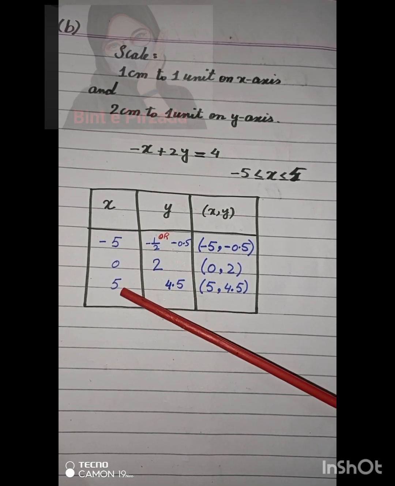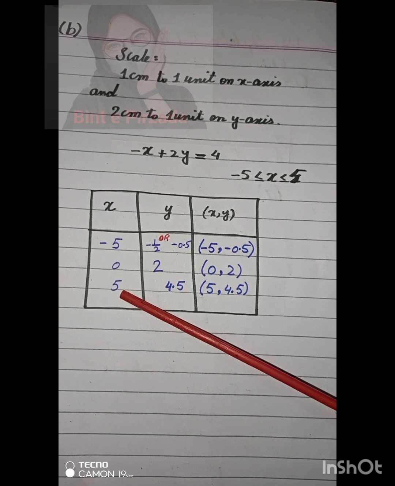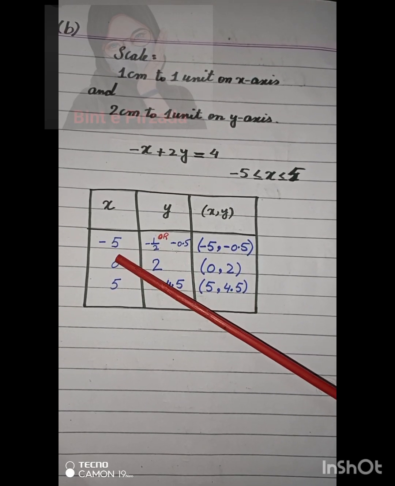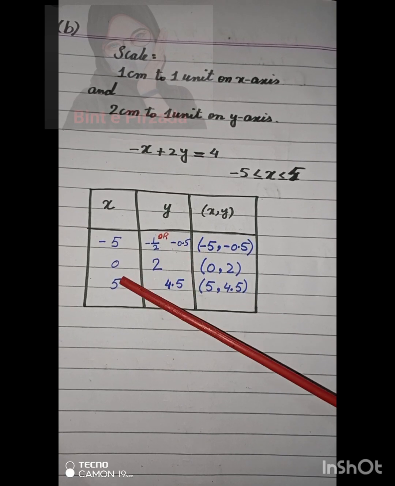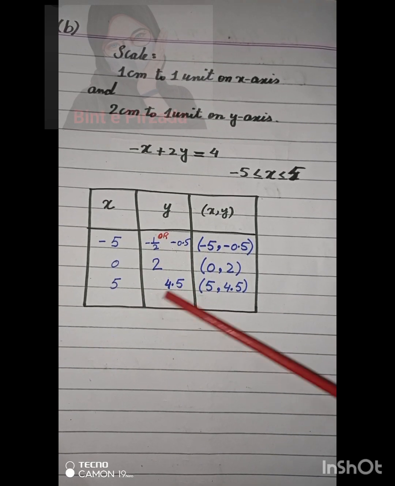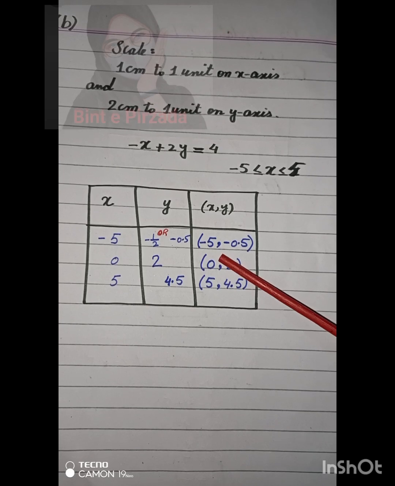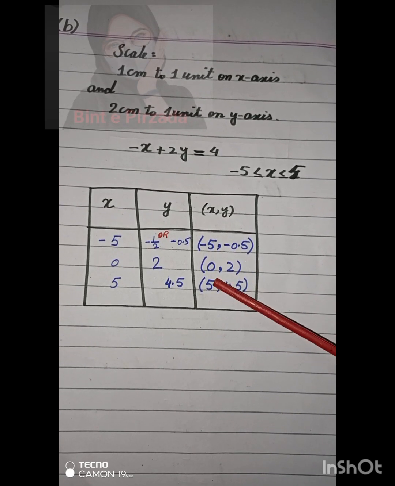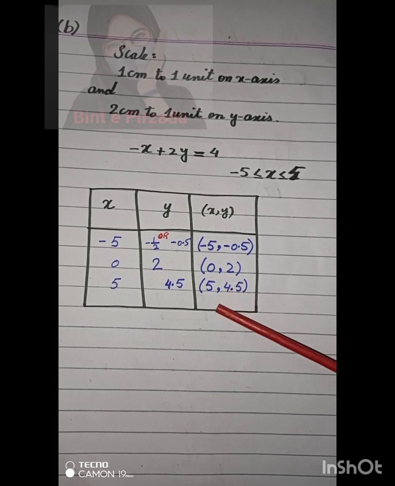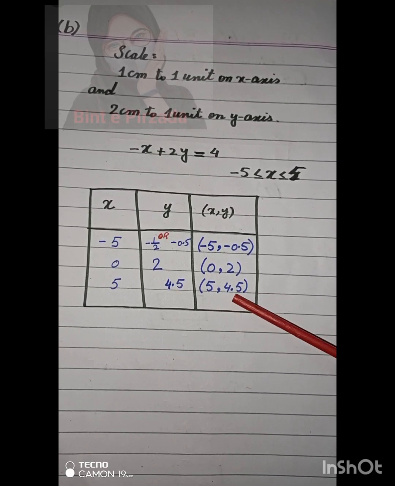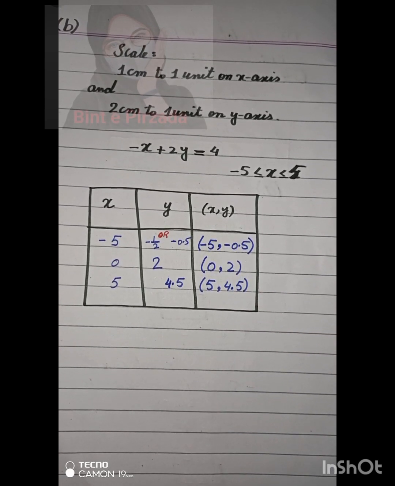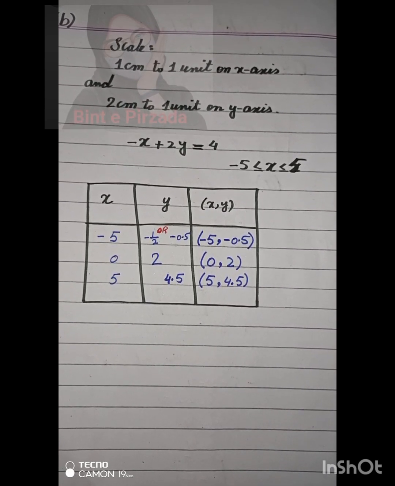We have to take x values from minus 5 to 5, and these are already given in the table. The value against minus 5 is minus 0.5, the value against 0 is 2, and the value against 5 is 4.5. It means we have three ordered pairs: minus 5 comma minus 0.5, second 0 comma 2, and third 5 comma 4.5. We will plot these three ordered pairs on the graph and we will get a straight line.